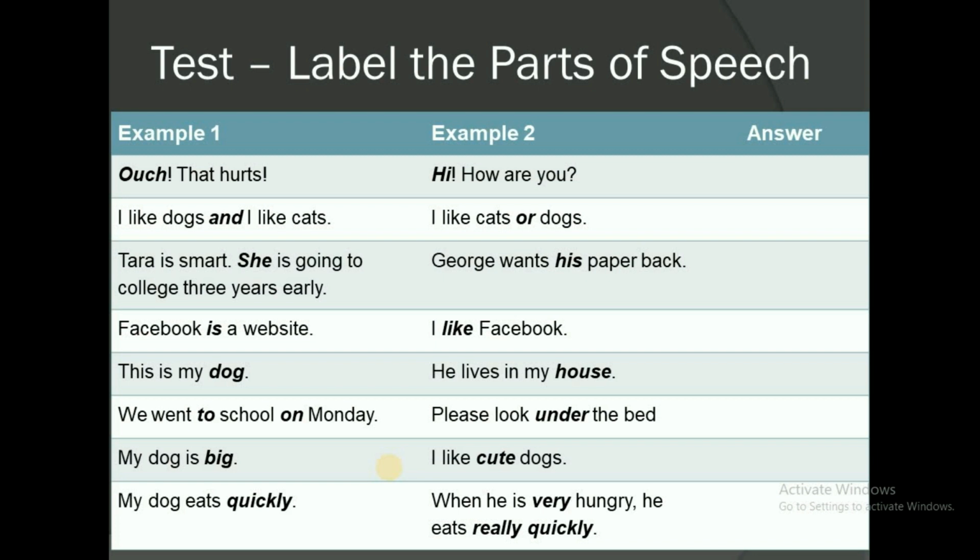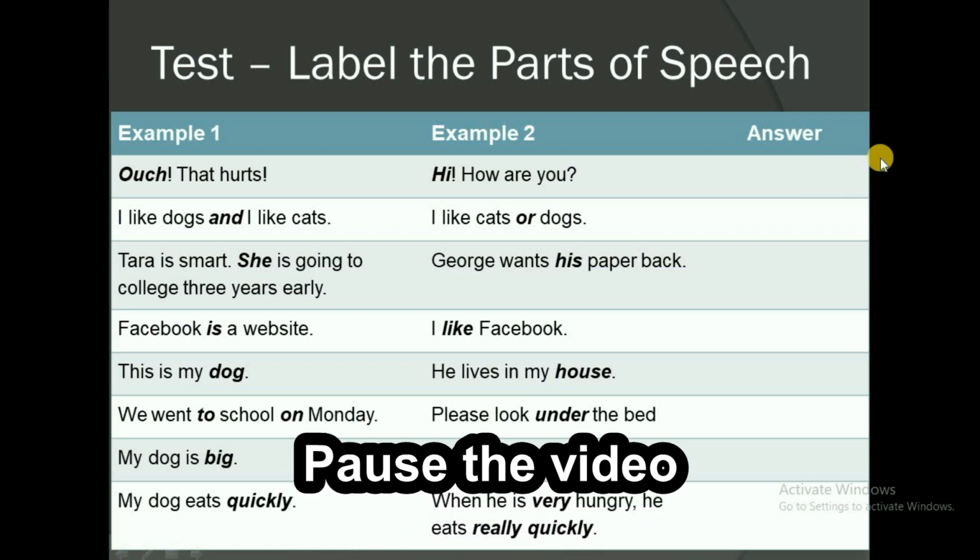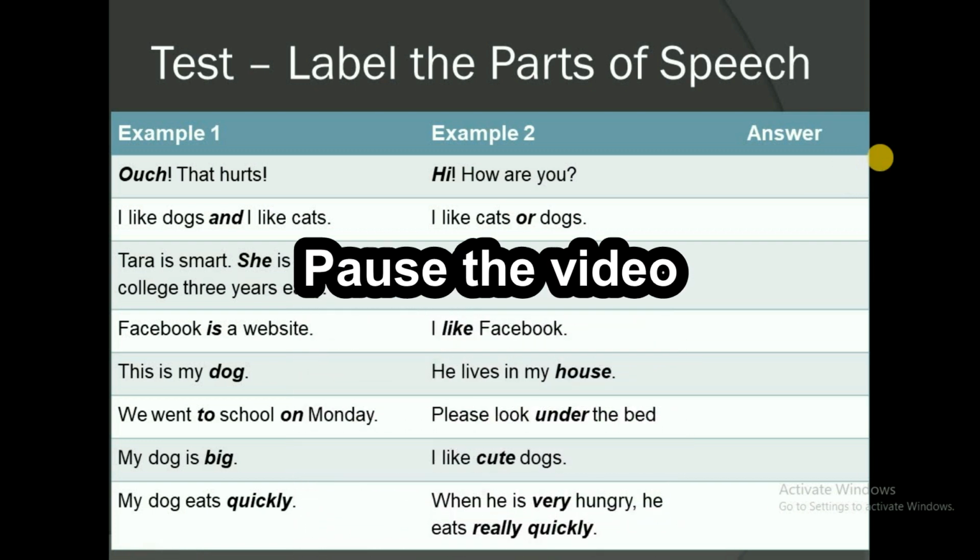Next, I'm going to give you a little test. Let's make this an interactive lesson. You can pause the video now, and I would like you to try to write or at least think of the answers in these blank spaces over on the right of your screen. You should look at these examples, example 1 and example 2, and think of the bold italic words such as ouch and hi. What part of speech are they? Pause the video and then I will tell you the answers.